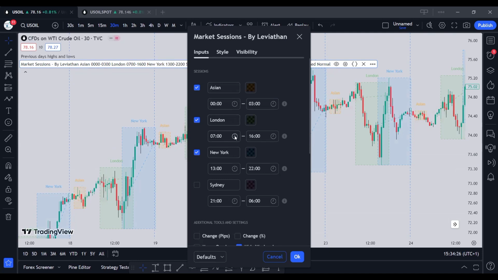London, put it at 6 a.m. to, let's say, 9. So I'm working with 3-hour windows in every session, right? New York, put it at 12 p.m. to 4. So 4 is 16 o'clock. Do not check the last one. And this is your settings. Click on OK.